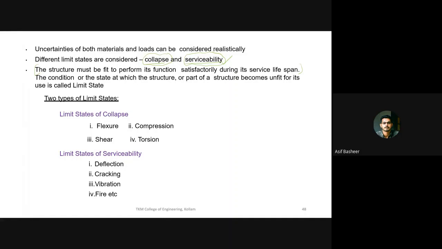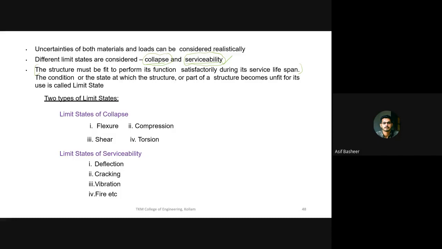Then shear: if the structure fails in shear, then we will say that it has reached its limit state of collapse. When the structure fails in torsion, that is when over-twisting takes place, like the beams present at the extreme periphery of your building, those have high torsion. If the structure fails in torsion also, we will say that it has reached its limit state of collapse.